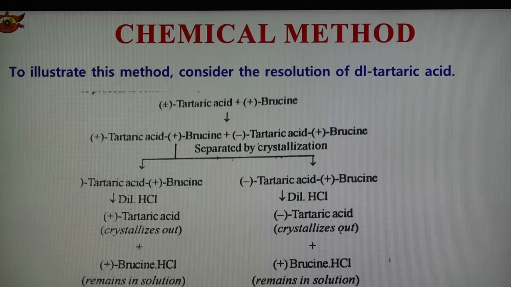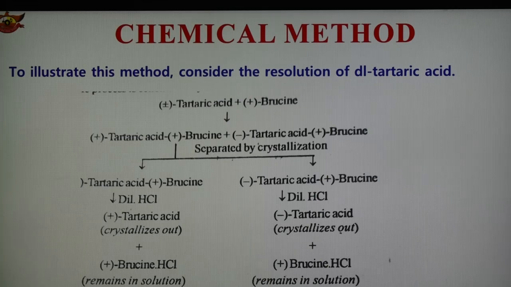In a similar way, a DL base can be separated by using an optically active compound like positive tartaric acid and negative malic acid also. In the same way, we can also separate other DL tartaric acid or DL malic acid. Different compounds can be separated by using the chemical method. So this is the third method, the chemical method, the most widely used method for the separation of enantiomers.